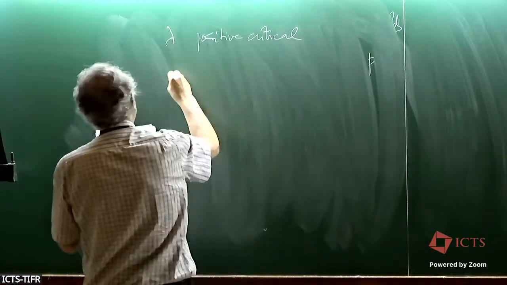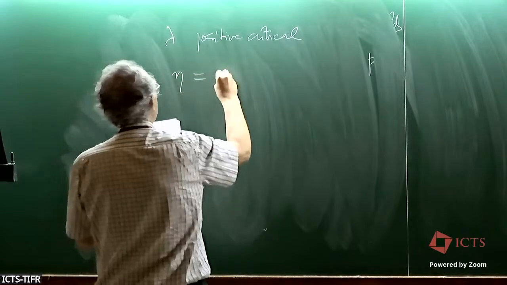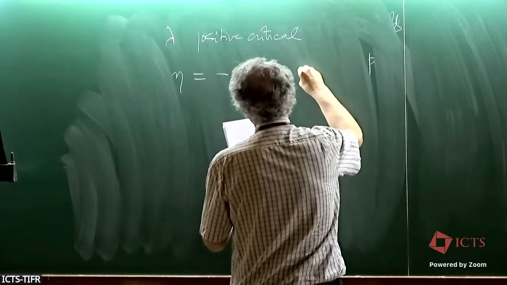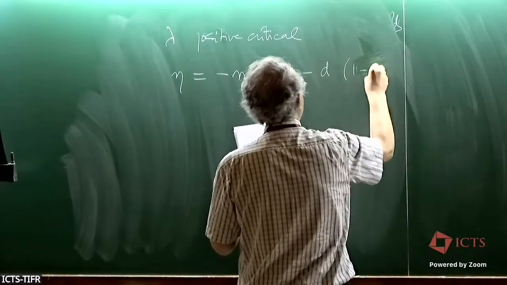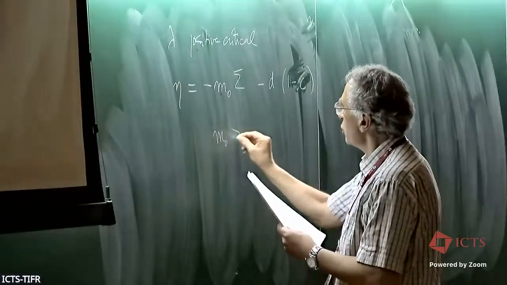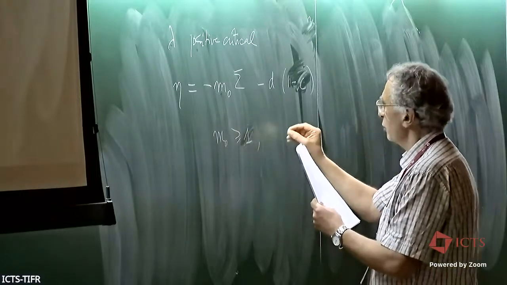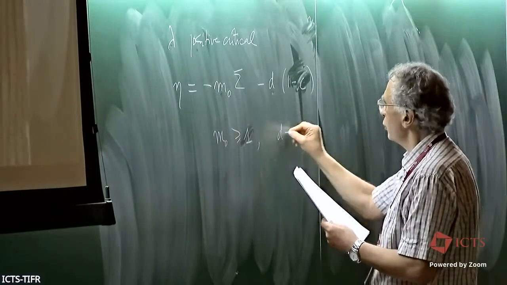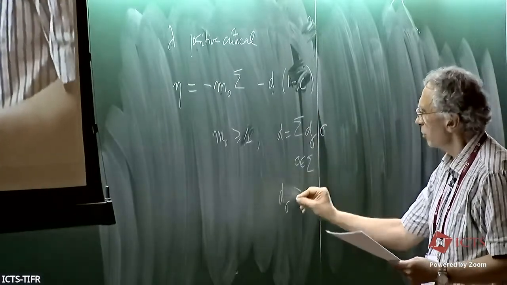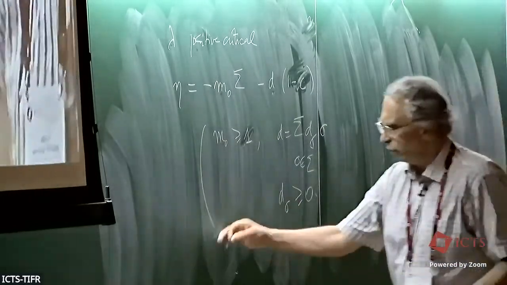If you write the infinity type eta more precisely, as minus m0 sigma minus D times (1 minus c), then m0 is at least 1, and D, which is the sum of D sigma sigma for sigma in Sigma, has D sigma greater than 0. So that's the notion of positive critical. And you also have the notion of negative critical.